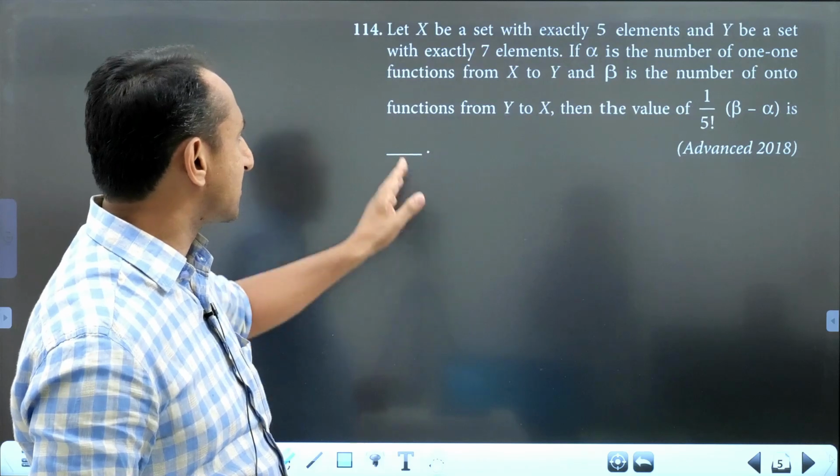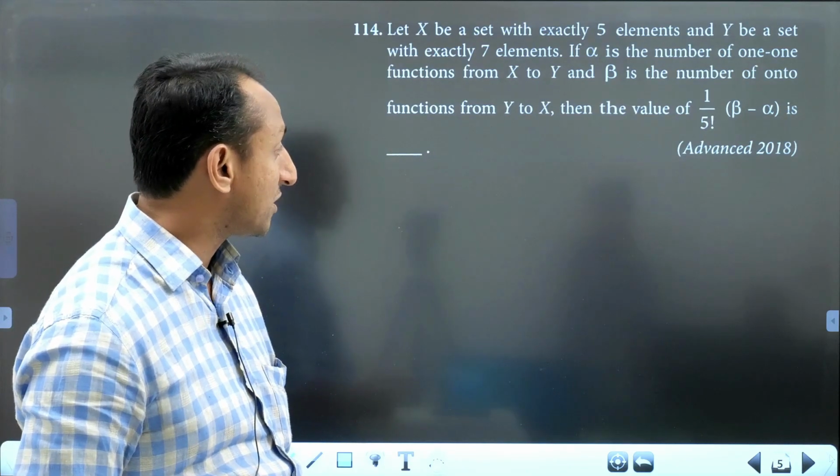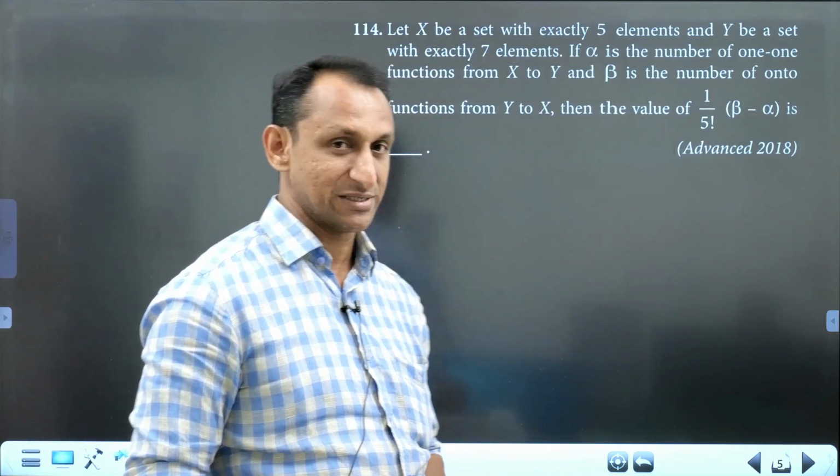Now we discuss one question from functions. This question is from the year 2018.